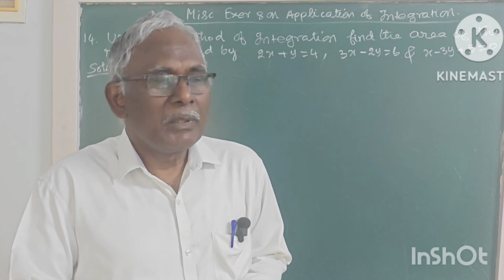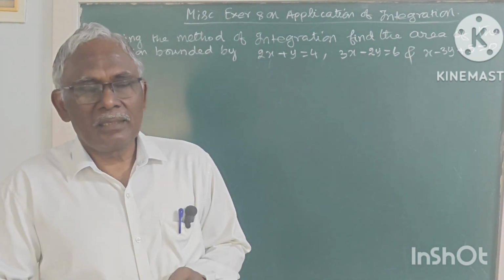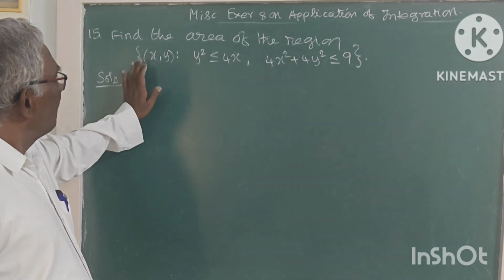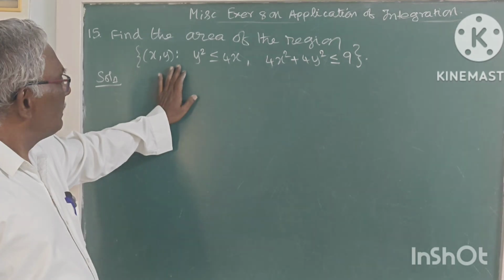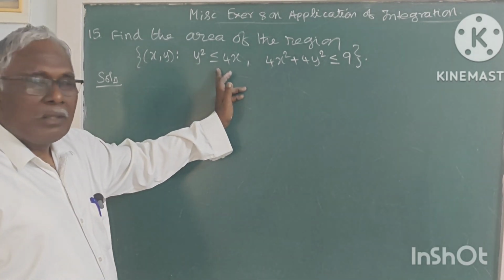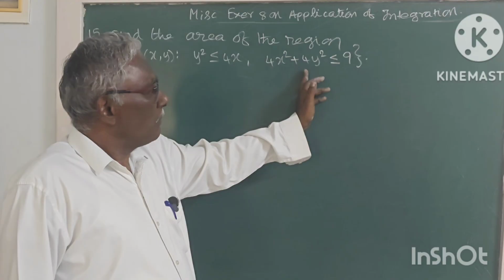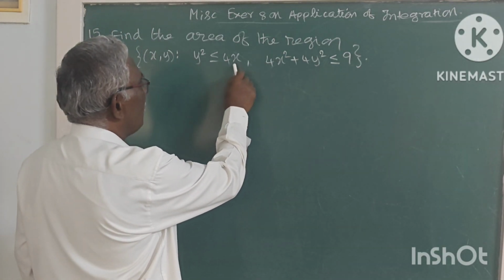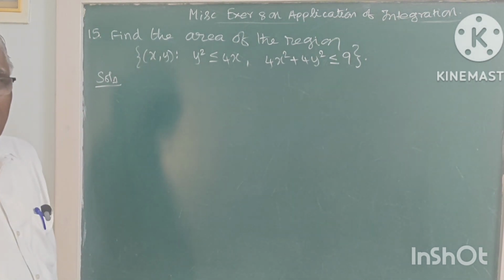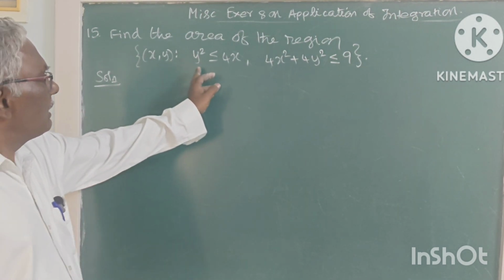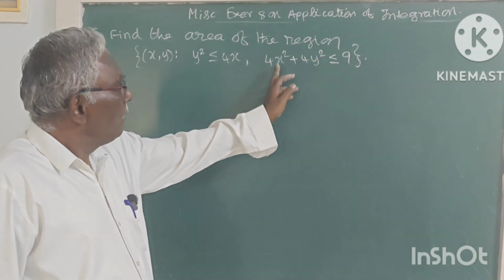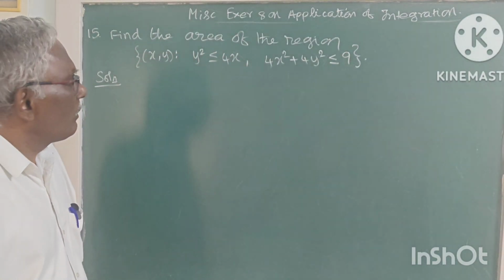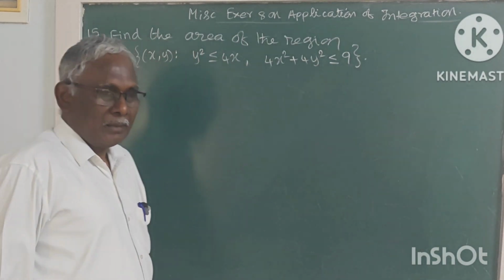Today we'll be doing some more problems on miscellaneous exercise. In this problem we have to find the area of the region, the set of ordered pairs (x, y) such that y² ≤ 4x, 4x² + 4y² ≤ 9. y² = 4x is a right-handed parabola with the vertex at the origin. 4x² + 4y² = 9 is a circle with the center at the origin.